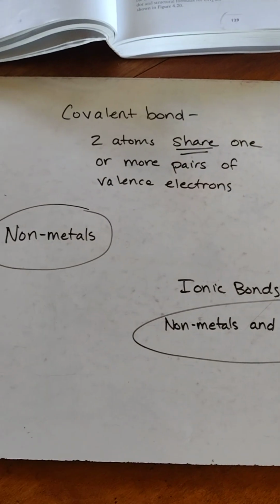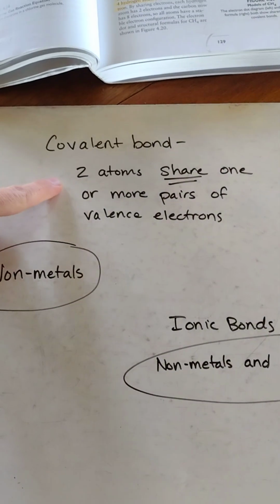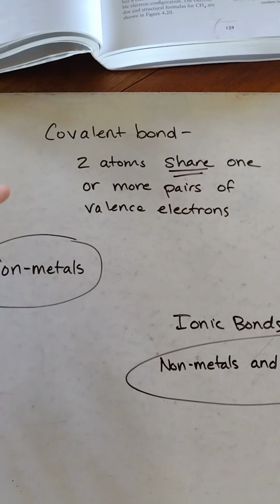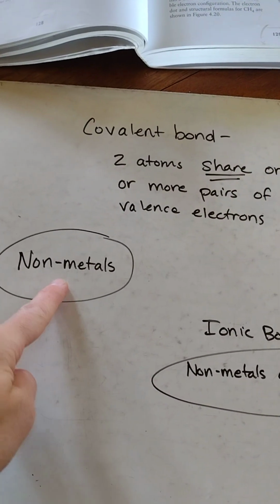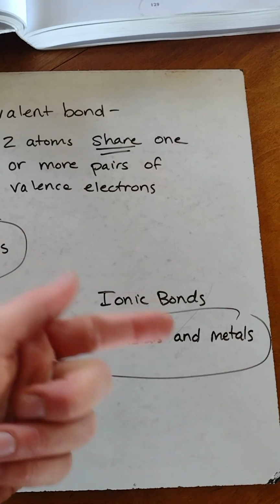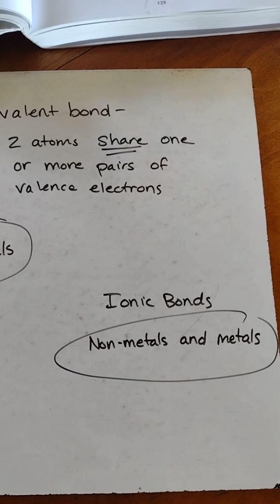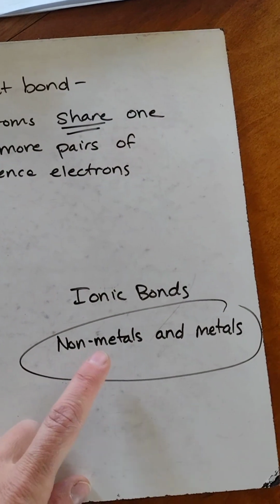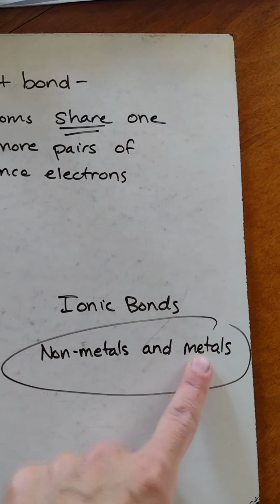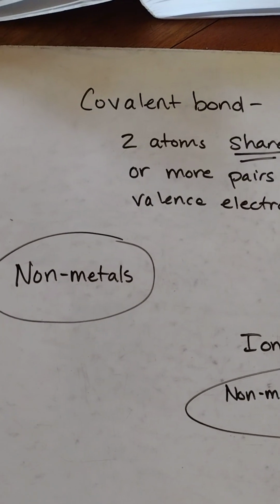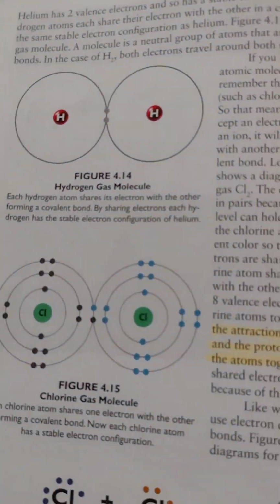Okay, so covalent bonds are a little bit different because 2 atoms are sharing 1 or more pairs of valence electrons. Okay, and it's happening between nonmetals. With the ionic bonds, 1 was giving up an electron or 2, and 1 was gaining an electron or 2. And those are happening between the nonmetals and the metals. Okay, so for covalent bonds, with the nonmetals, they're actually going to share electrons.